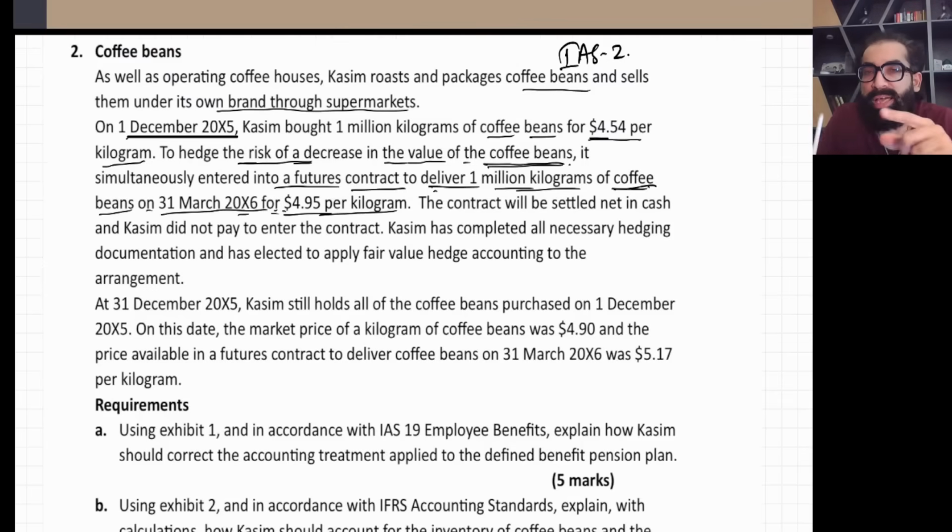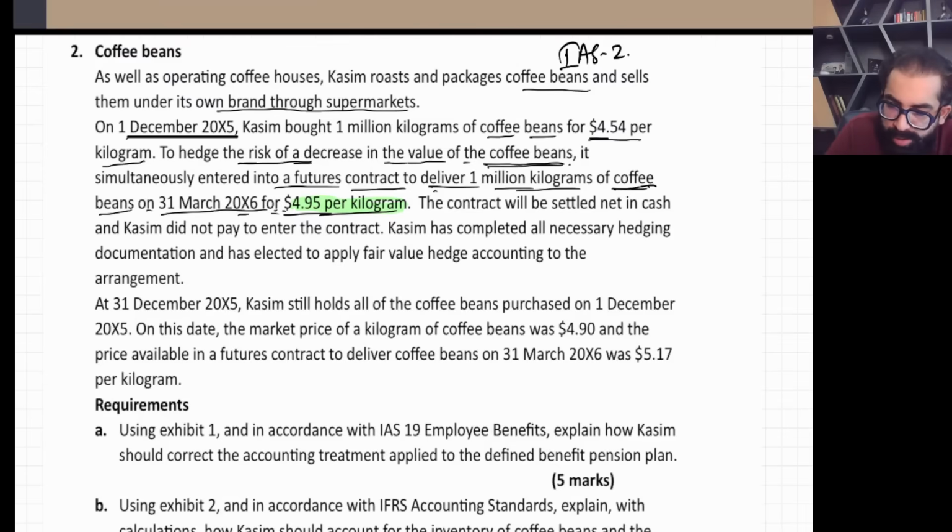See, the hedged item is the real inventory. The hedged item is the real inventory present in our premises, the coffee beans. And the hedging instrument is the contract, the futures contract. Okay, and this contract will be settled on 31st March X6. And this is the rate they have fixed.